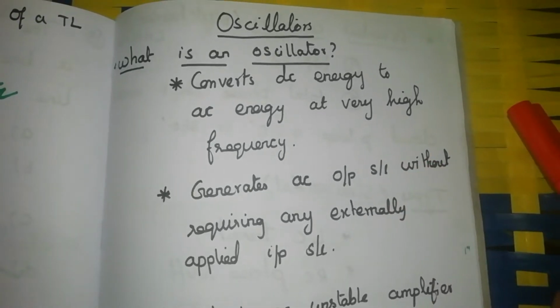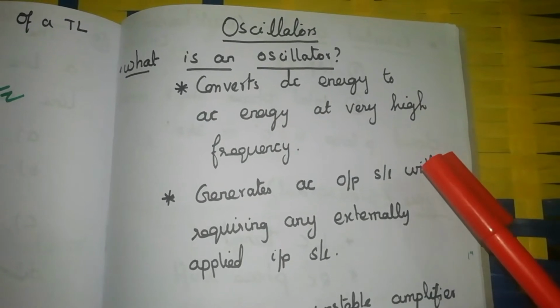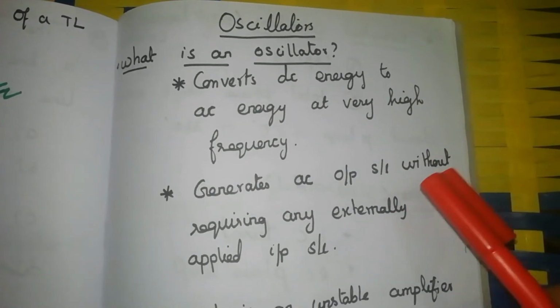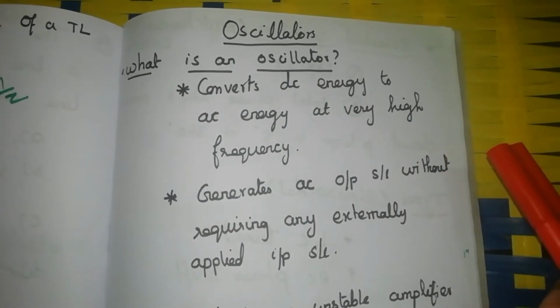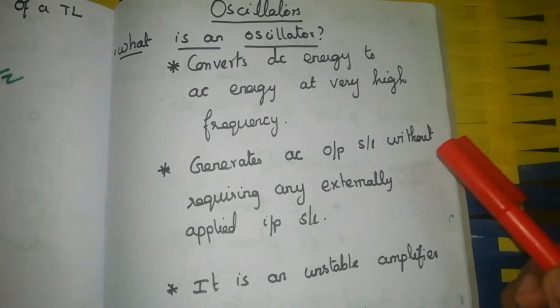So in this video we are going to see about oscillators. So what is an oscillator? It converts the DC energy to AC energy at very high frequency, and this output generation does not require any externally applied input signal.